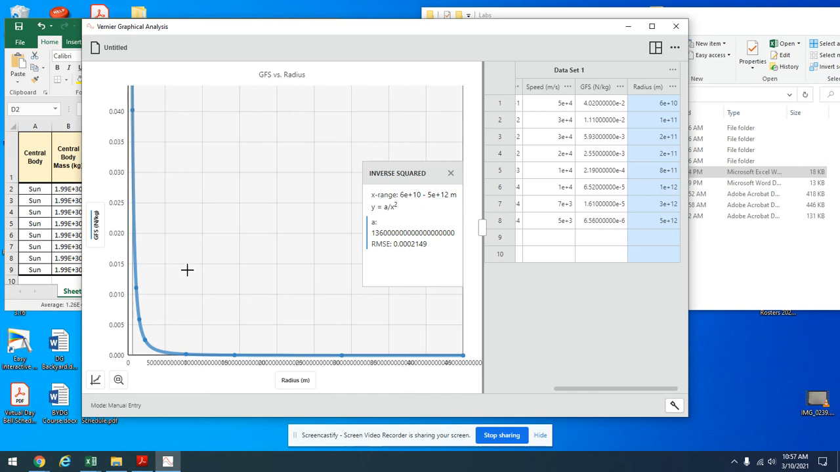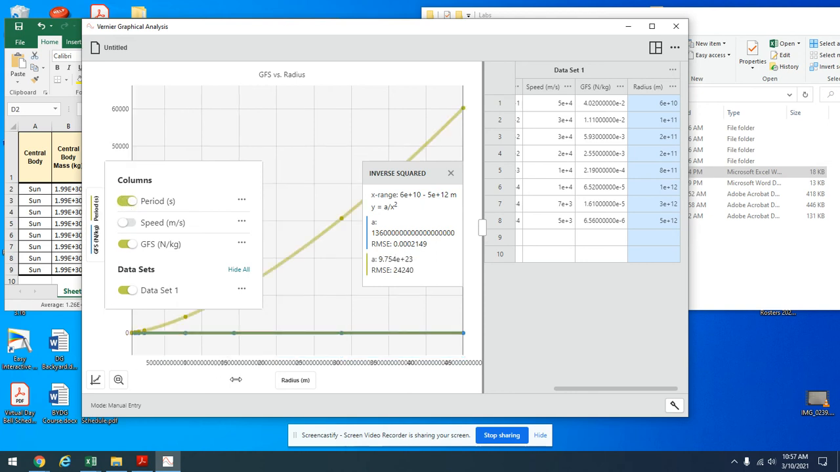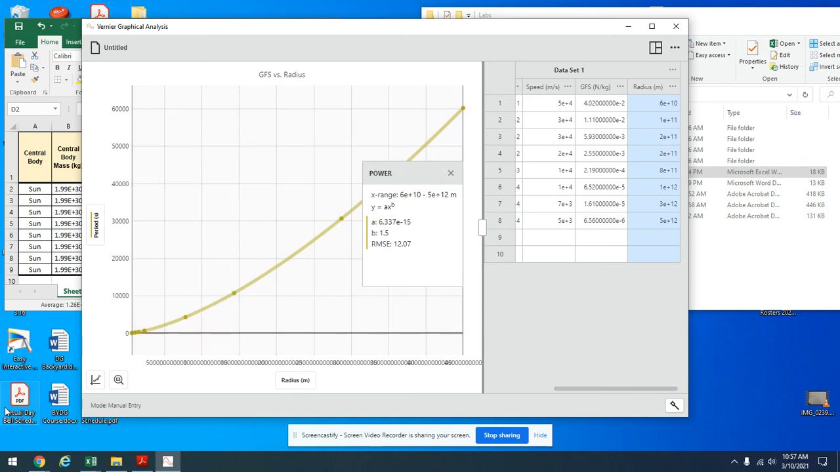Okay, so there's one of the relationships we're interested in. The other one is we would like to look at the relationship between period and radius. So to do that, let's see. Here, I would like to have period. And here I would like to have radius. And there they are. And I would like to only have radius. So I'm going to turn GFS off, period versus radius. There it is. And get rid of that. And there's my power fit.